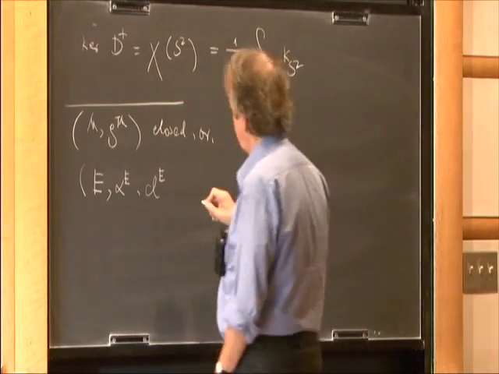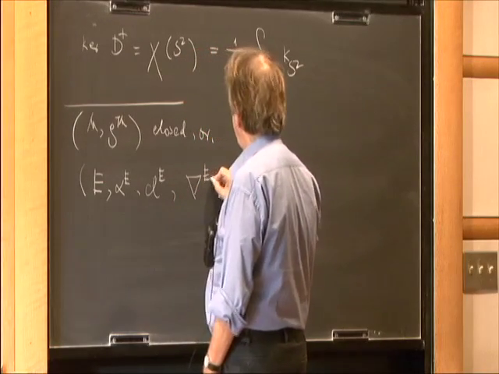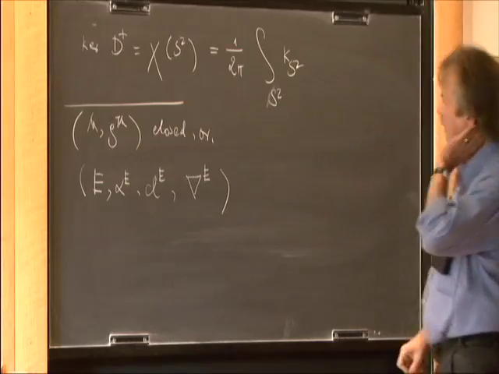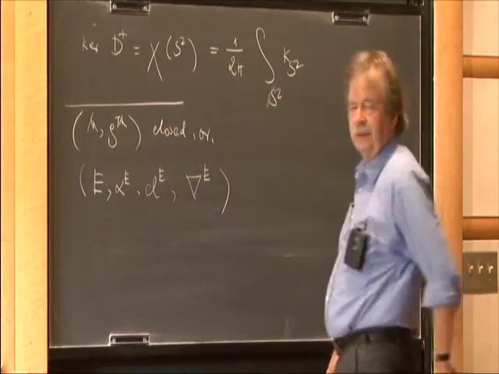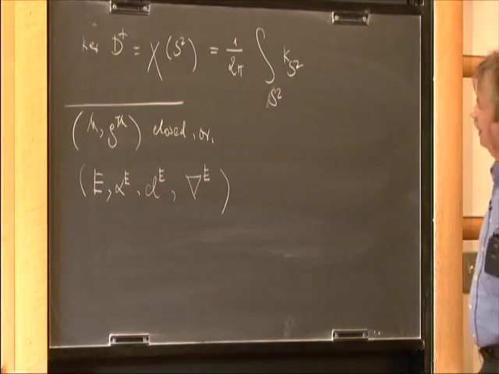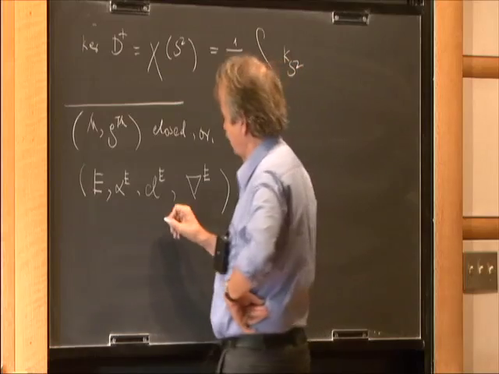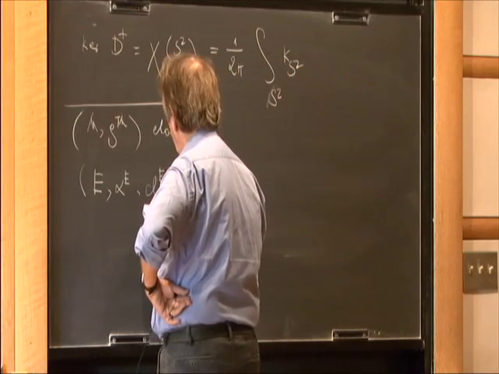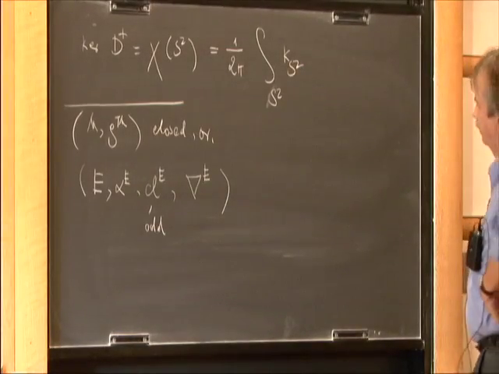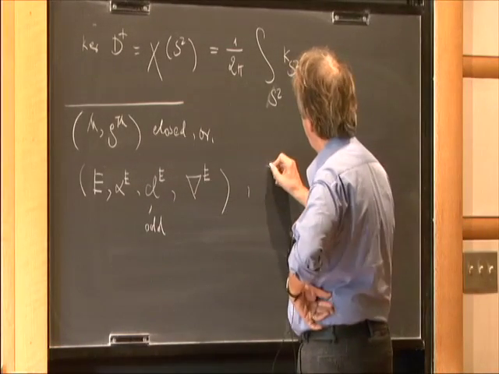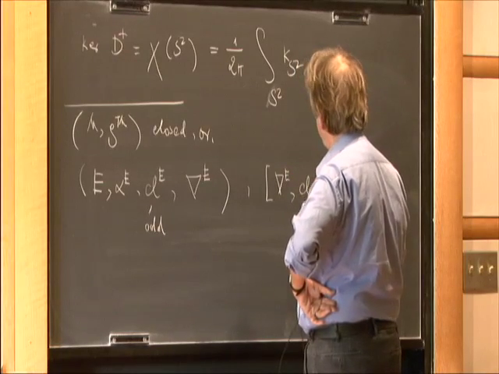So this I will explain in a moment, just a little bit, and also a connection. And these things have to satisfy certain compatibility conditions. For example, the Clifford multiplication is odd, and this has a complicated compatibility relation with the Clifford multiplication.